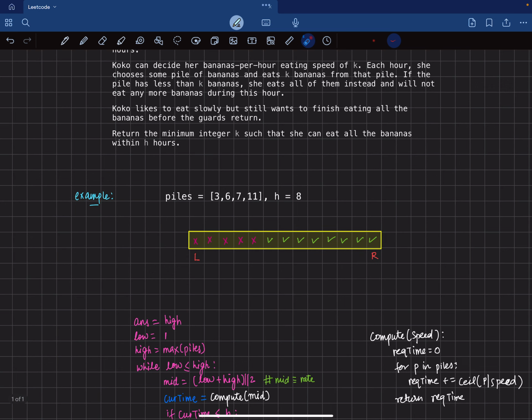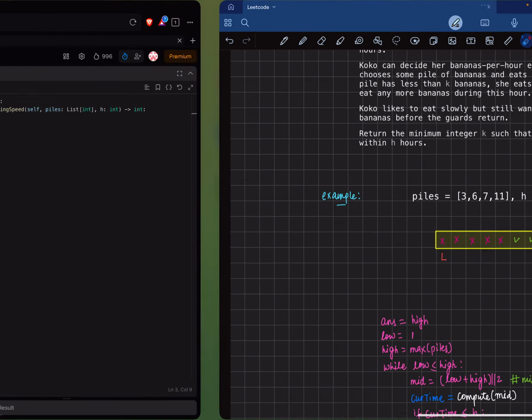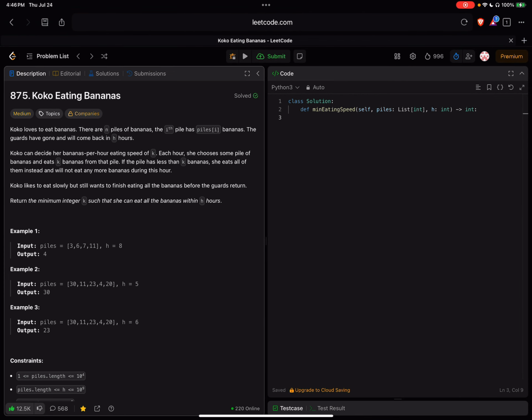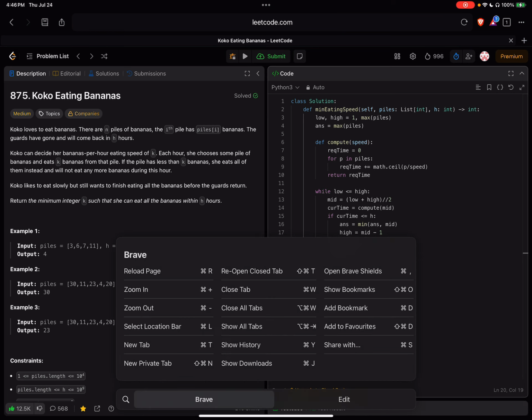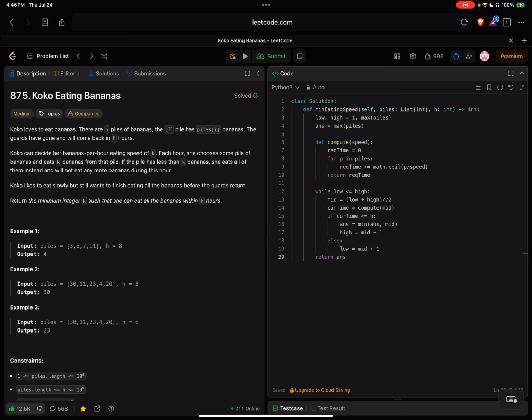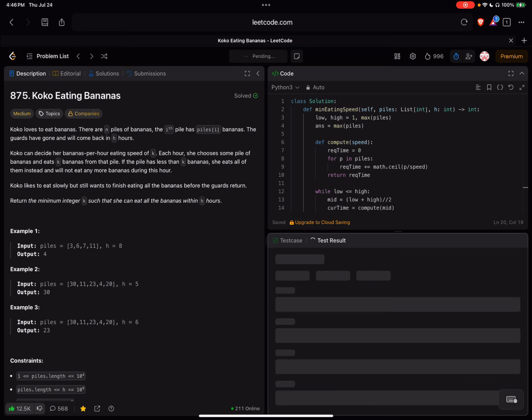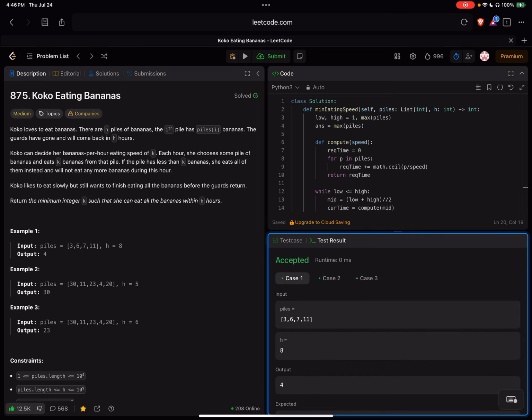Let us go to the dashboard and we'll try to submit the solution. I've already submitted a solution, so I'll just copy and paste my code and I'll just run it and we'll see how it goes. And as you can see, the test cases have been accepted. It has passed the test cases.